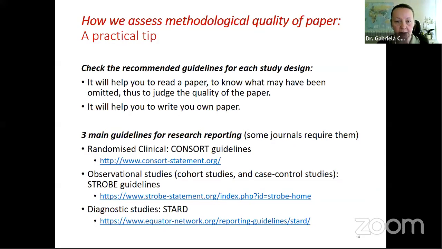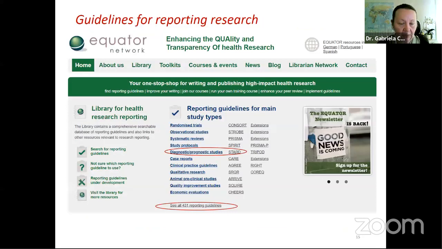Why do I use them? I use them because they give a very practical list of things that I need to look for in the paper in order to judge whether the paper is a good quality paper, whether I want to use this paper for my own understanding, or whether I want to assess this paper as a reviewer, or when I'm writing my own paper, of course, too. So here is the network called the EQUATOR Network, and they are listing here guidelines.